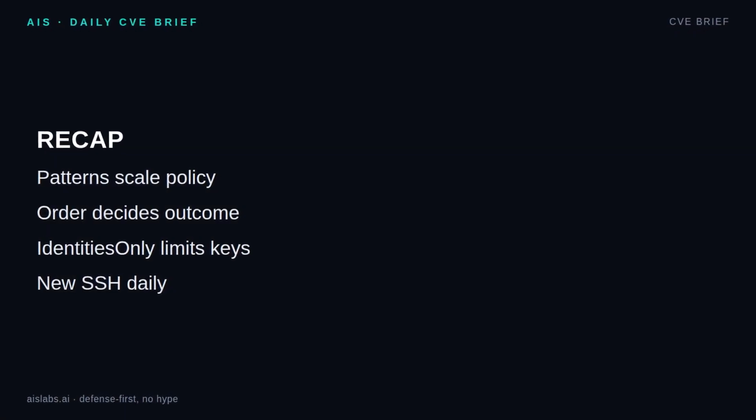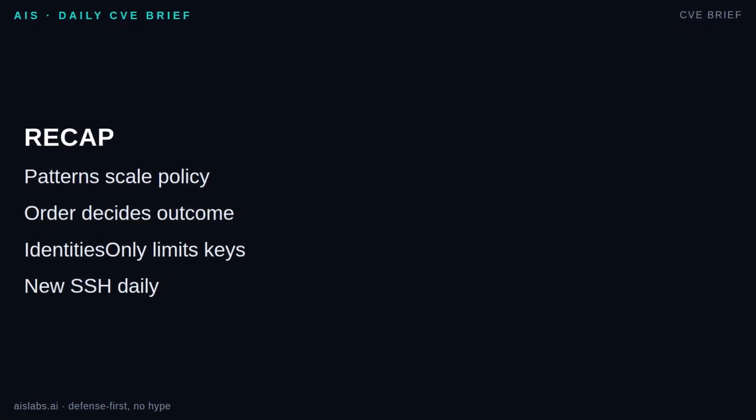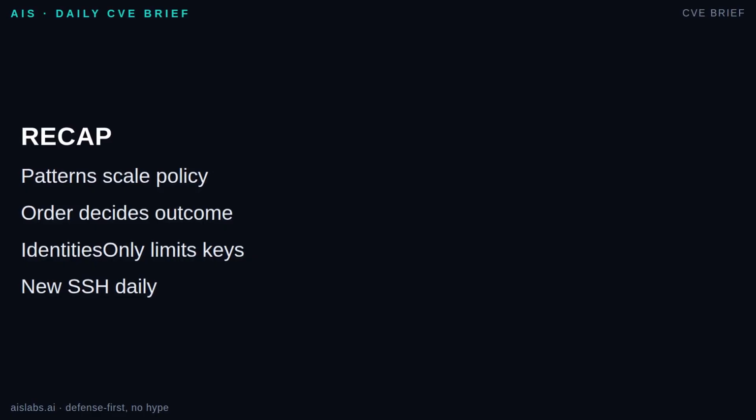Three beats to keep. First, use host patterns like host *.internal.example.com to express environment policy once. Second, order is not decoration. Specific blocks first, environment wildcards next, match blocks where they make sense, and host star last. Third, pair per-environment IdentityFile lines with IdentitiesOnly yes, so the client offers what you intended, not whatever your agent happens to hold.